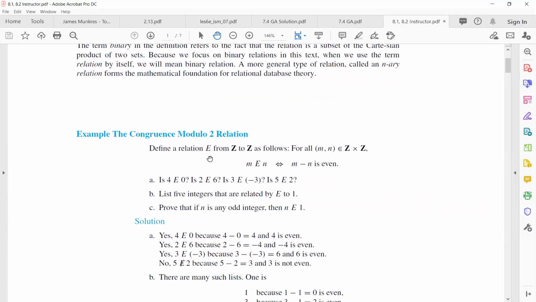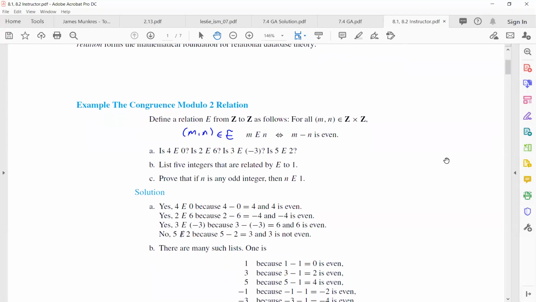Suppose we want to define a relation from Z to Z. Remember that Z is just the set of integers. And this relation is defined this way. m is related to n by E, or the point (m, n) is in E, if and only if m minus n is even.